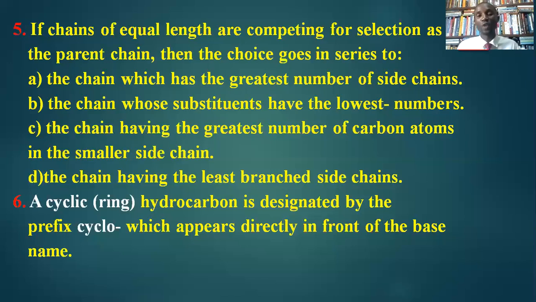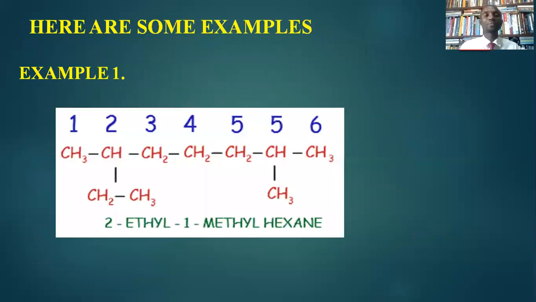It depends on the particular compound, but the ring is indicated with the prefix cyclo, which appears directly in front of the base name. That means in front of the parent, the particular compound that has it. All right, let's take some examples. Look at this particular compound.